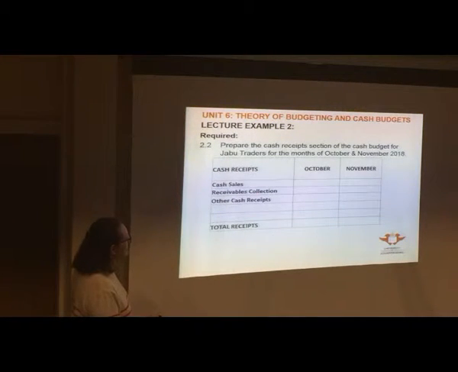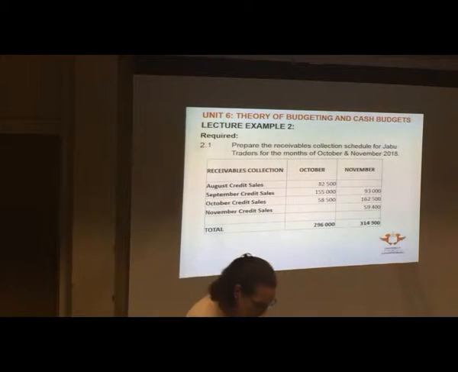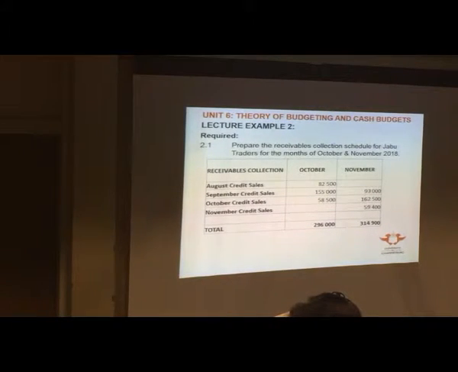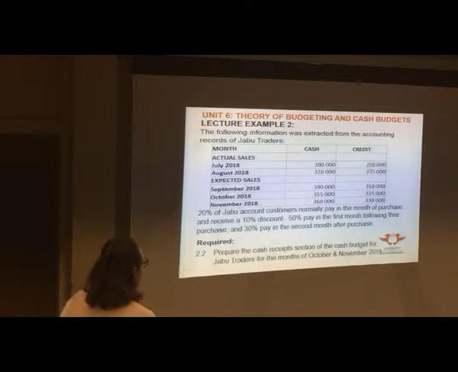So your receivables collection totals must be put in there, as well as your cash sales, as well as any other cash receipts. In this lecture example 2, there are no other cash receipts, but there are cash sales. So your totals from here must go in there, and your cash sales must go in there. So you need to have a look at October cash sales and November cash sales. Can you see the 355,000 and the 360,000? Those must go in there as well.